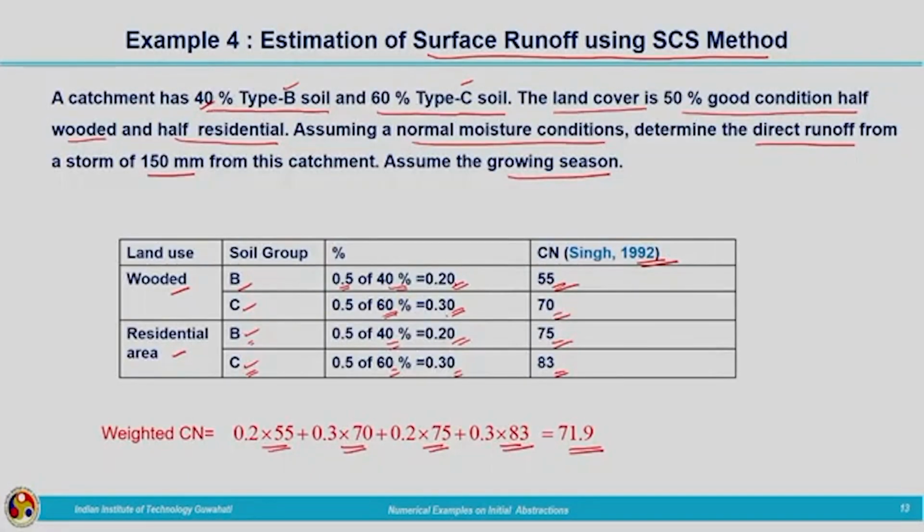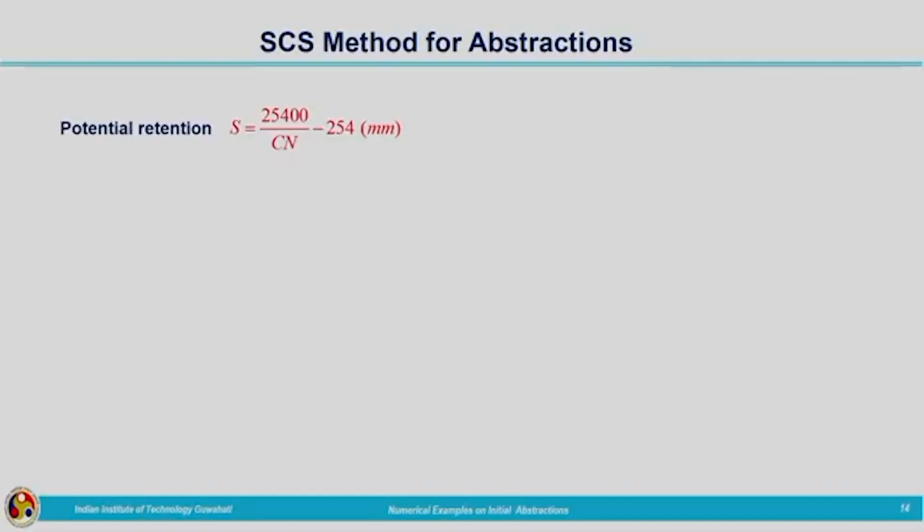So, once the curve number value is available to you, you can calculate the potential retention represented by S. We can calculate potential retention S given by this formula. Here we will get S in terms of millimeters, because we have already made use of the multiplying factor, that is the inch conversion to centimeters, and that is again converted to millimeters. That is why it is having 25,400 and 254.